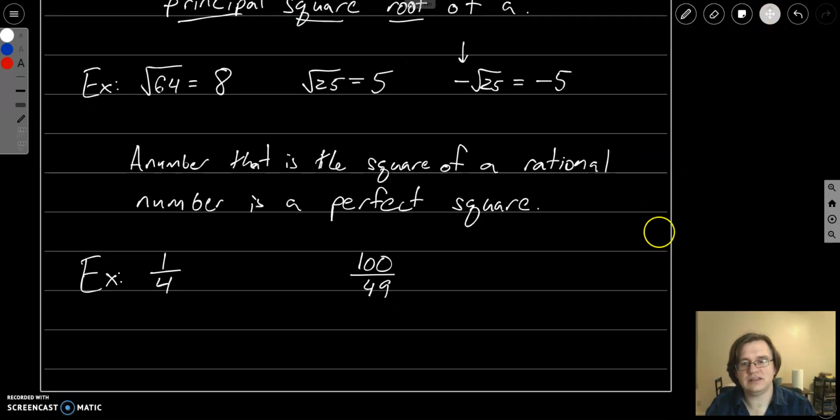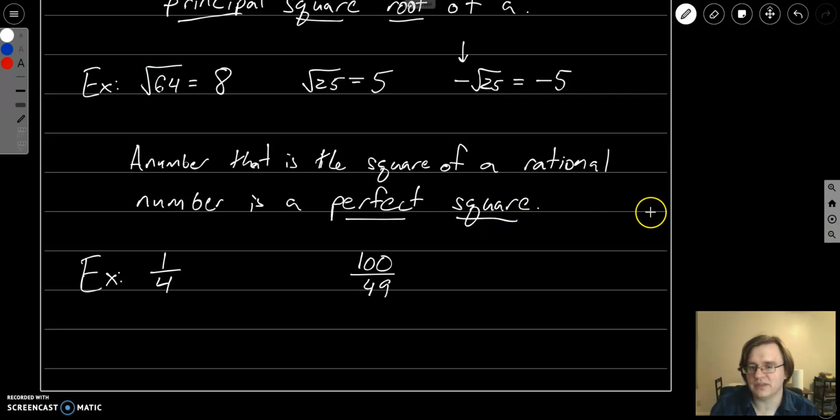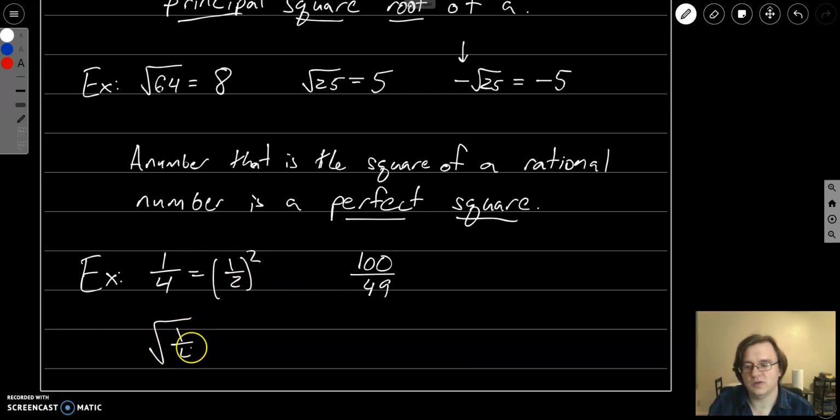And in all these examples with 64 and 25, we're talking about perfect squares. And a perfect square is just a number that essentially has a square root that is going to be a rational number. And they don't have to be integers either. So for instance, 1/4 is just going to be 1/2 times itself, 1/2 squared. So the principal square root of 1/4, for instance, is going to be 1/2. So we would call 1/4 a perfect square.